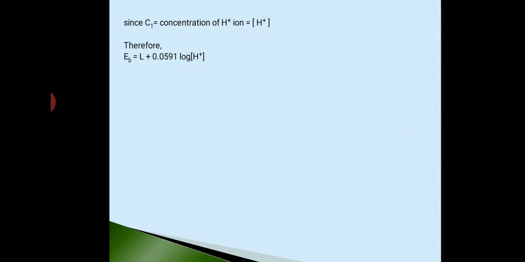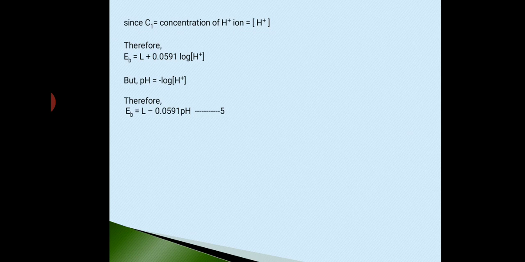Okay, one more equation I know. What is that equation? pH is equal to minus log of H plus ion concentration. So when I am substituting this value, my EB equation becomes EB is equal to L minus 0.0591 pH. So log of H plus, I had written as minus pH. So here L plus 0.0591 log of H plus ion concentration becomes EB is equal to L minus 0.0591 pH. So now pH came into the picture.